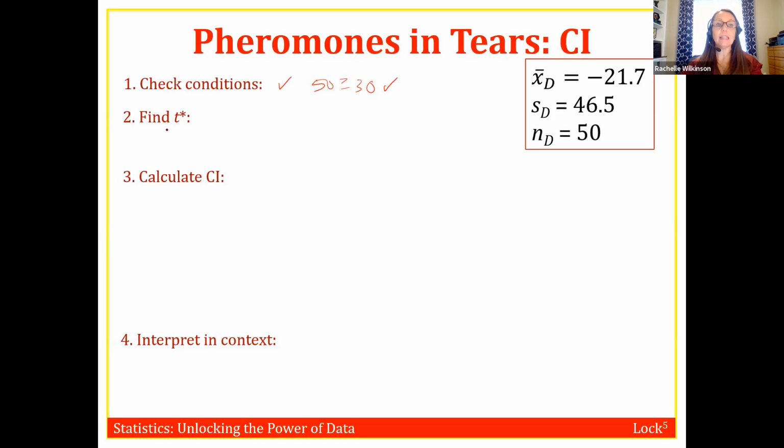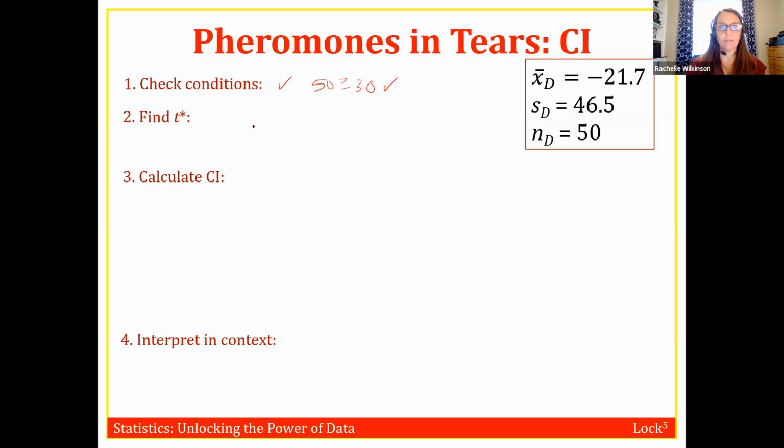Next, we need to find T star. Remember, T star is different from T, the test statistic. What two things do I need in order to find T star? Yes, the confidence level and the degrees of freedom, right? So confidence level and degrees of freedom.